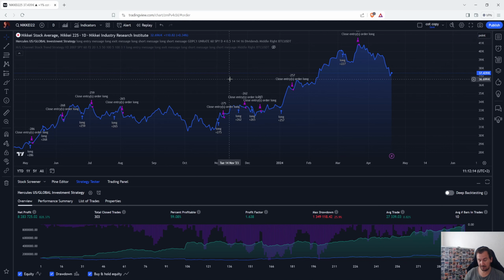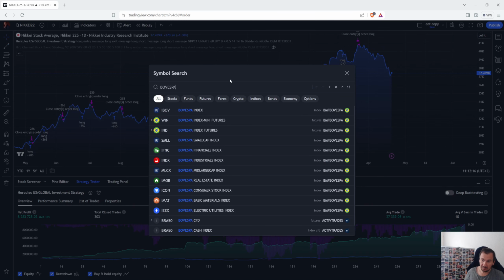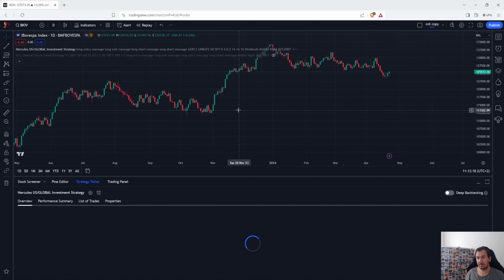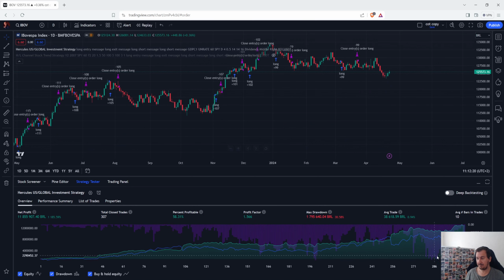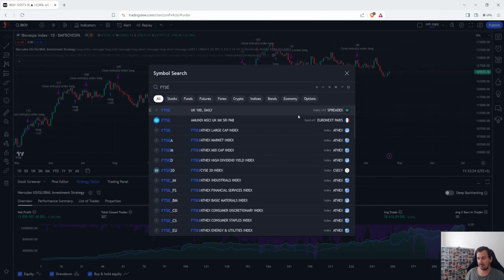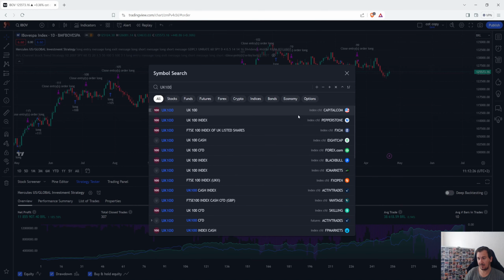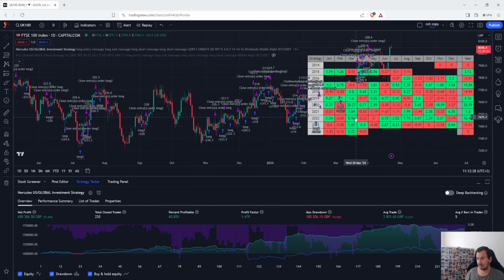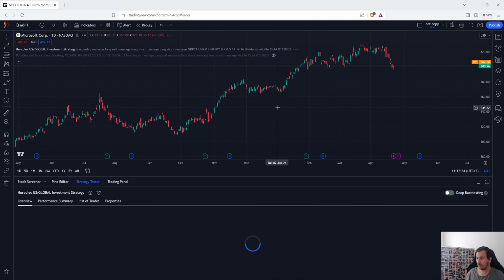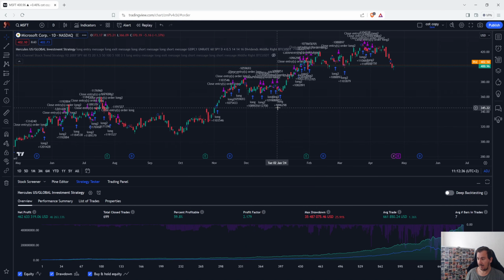I don't know, Bovespa, which is the Brazilian one. Yeah, more or less it works with it as well. FTSE 100, or UK 100 directly. Yeah, with UK 100 as well. And then, for example, you have the individual stocks that are going to get very nice performance.